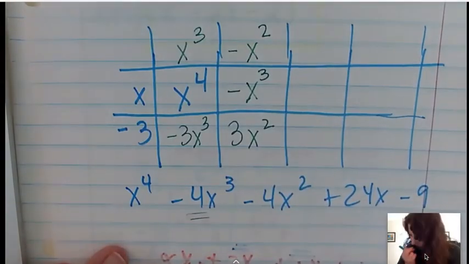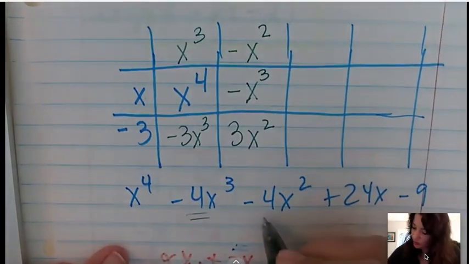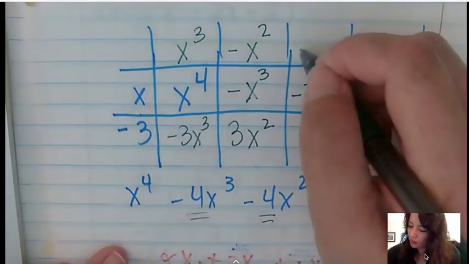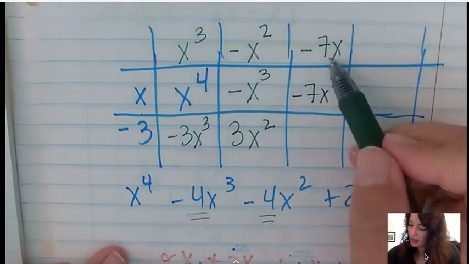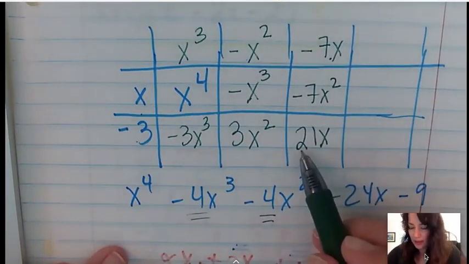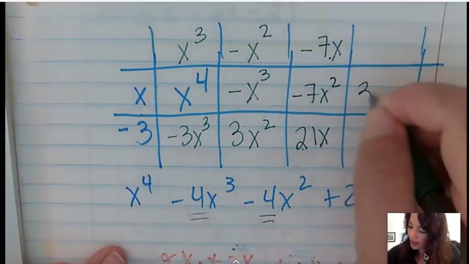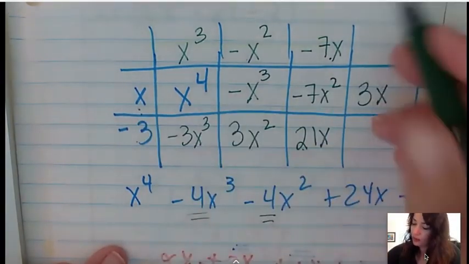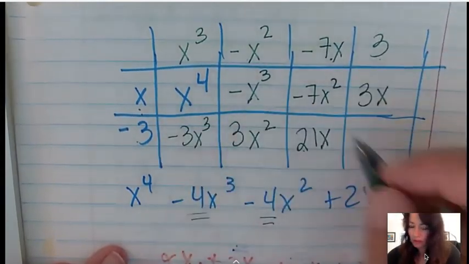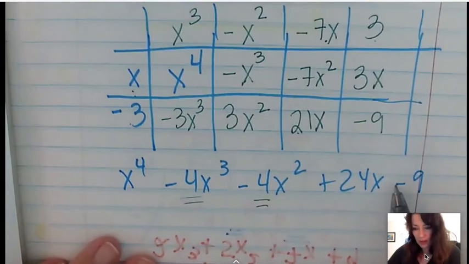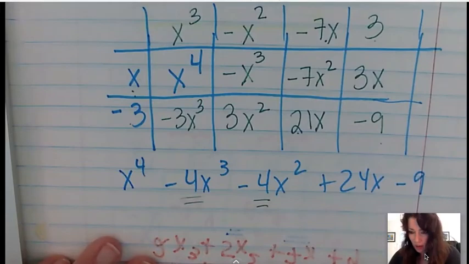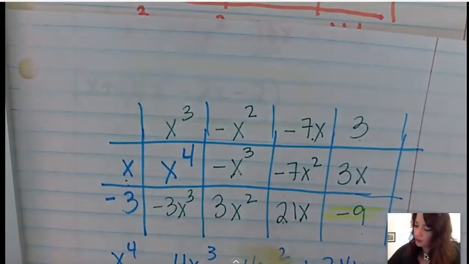But then we want it to add up to negative 4x squared. So we should subtract 7x squared. Therefore, up here will be negative 7x. And negative 7x times negative 3 is positive 21x. And to get from 21 to 24, we need to add 3x. And 3 times x is 3x, and 3 times negative 3 is negative 9. So therefore, negative 9 and negative 9 match. We have a remainder of 0. That means our answer is right here.